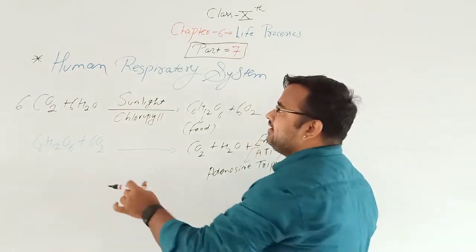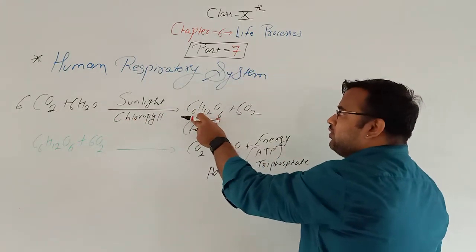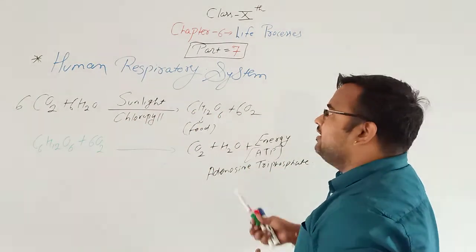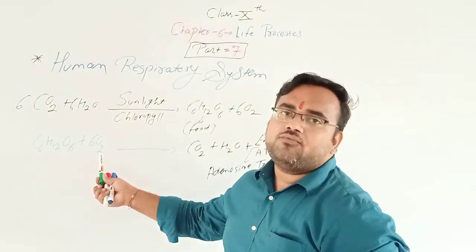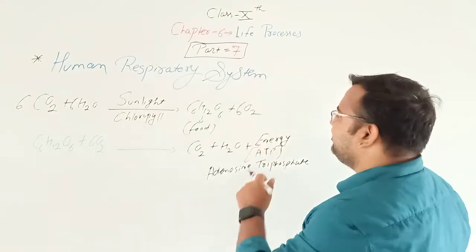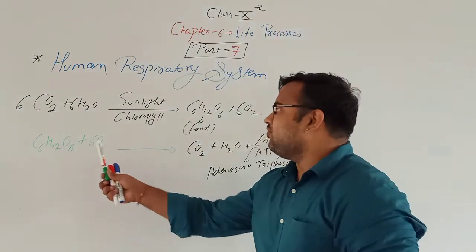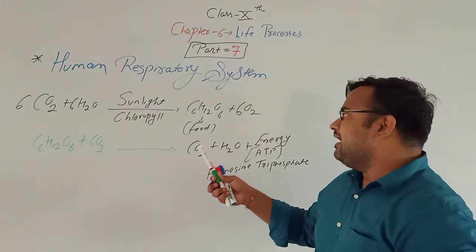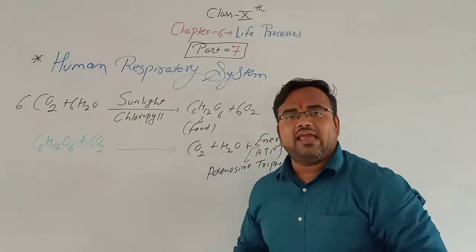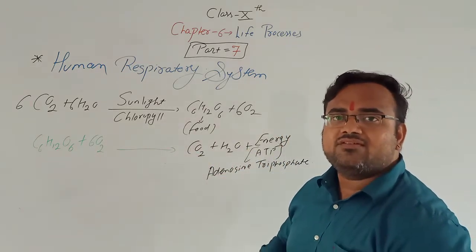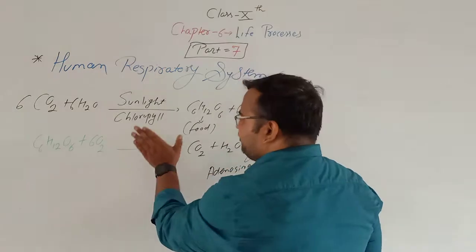Now just understand the reaction of photosynthesis is 6CO2 plus 6 water gives glucose and oxygen. But the reverse reaction, that is glucose in presence of oxygen, will break down and release carbon dioxide, water and energy. This is the reaction for respiration.